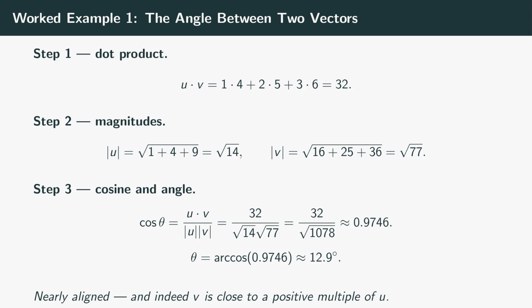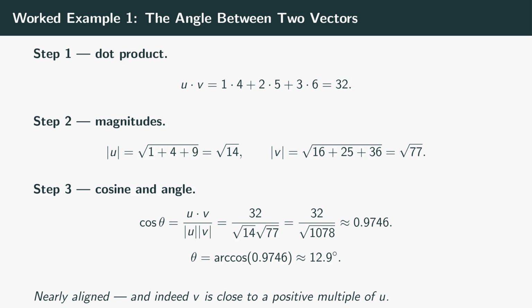First worked example, find the angle between u = (1, 2, 3) and v = (4, 5, 6). Three steps. Step 1, the dot product: 1 times 4 is 4, 2 times 5 is 10, 3 times 6 is 18, and they sum to 32. Step 2, the magnitudes. The length of u is the square root of 1 plus 4 plus 9, the square root of 14. The length of v is the square root of 16 plus 25 plus 36, the square root of 77. Step 3, the cosine of the angle, is the dot product over the product of the lengths.